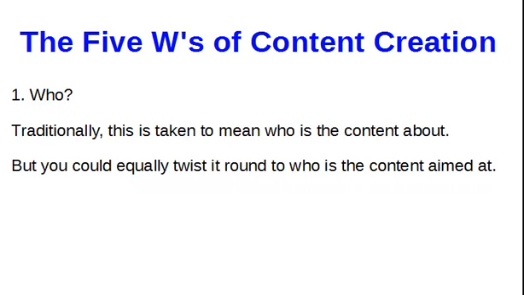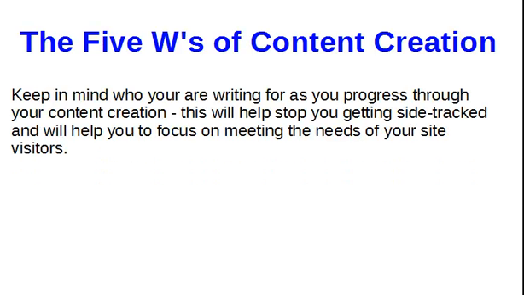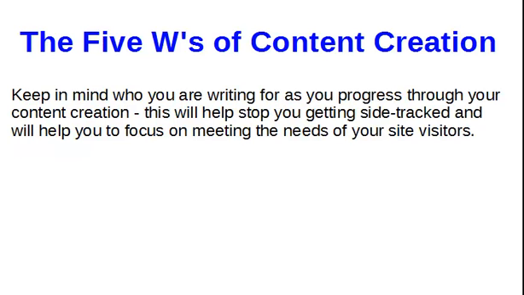The first question is who, and traditionally it's taken to mean who is the content about, because these go back to journalism type things, but you can equally twist it round to who is the content aimed at. Doesn't matter, either way the question is who, and keep in mind who you're writing for as you progress through your content creation. It stops you getting sidetracked and it helps you focus on meeting the needs of your site visitors. Because if you let your mind drift and don't think about who, then you just go down all sorts of rabbit holes, sidetracks, tangents, whatever you call them.